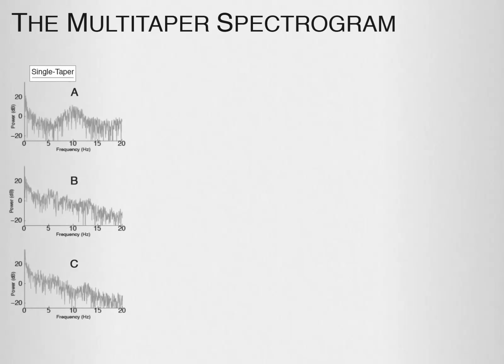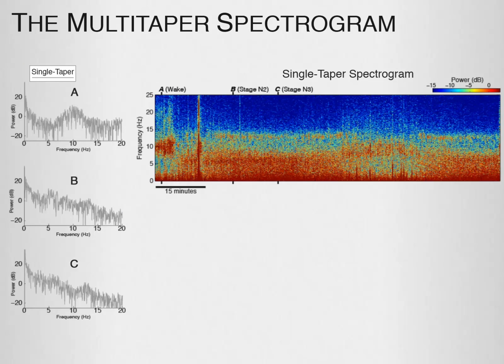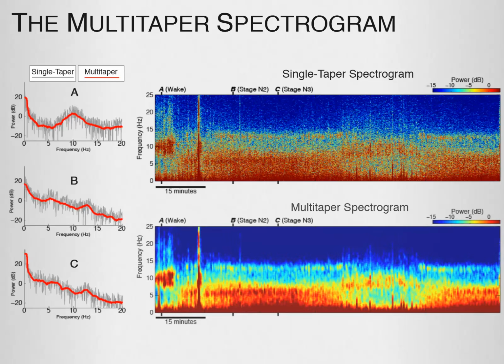Here is single taper spectrum data from 3 points in time during sleep. Notice the high variance. When we generate the single taper spectrogram from this data, the result is fairly noisy, and it is difficult to distinguish how frequency structures are changing over time. However, using multi-taper spectral estimation, now shown in red on the spectrum data, we see that while the overall shape remains the same, there is a huge reduction in variance. When used to generate the multi-taper spectrogram, we see a large improvement in the ability to distinguish the changing structure over time.